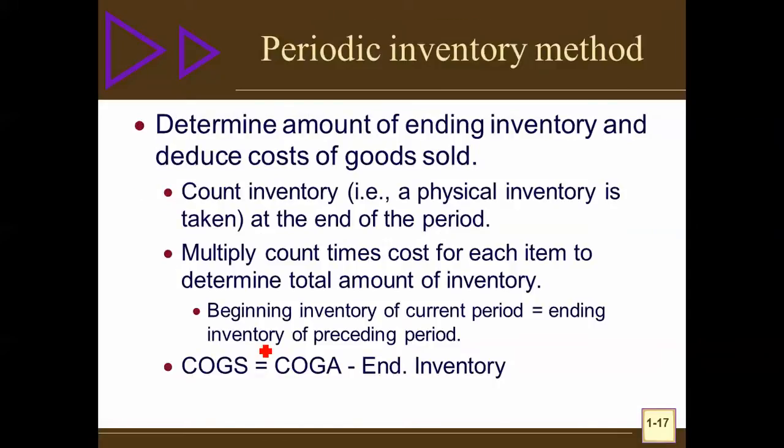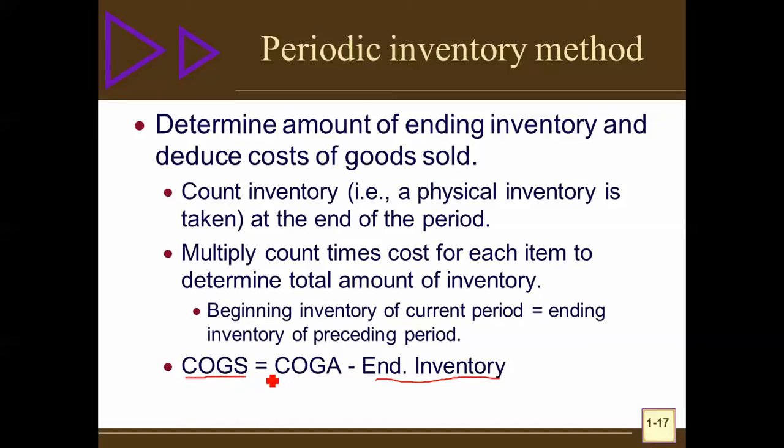Periodic inventory system means that I have to stop the business operations at the end of the accounting period and count the inventory that's left unsold, and then multiply that number of items by what it cost me to purchase those items. So in that way I determine my ending inventory. That's what I just determined. I'm trying to determine the cost of goods sold.